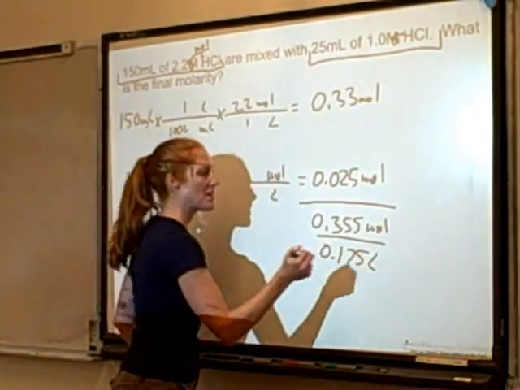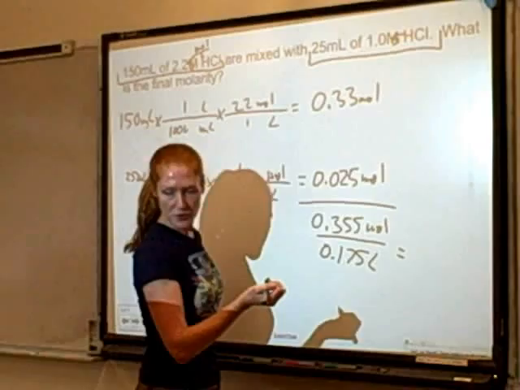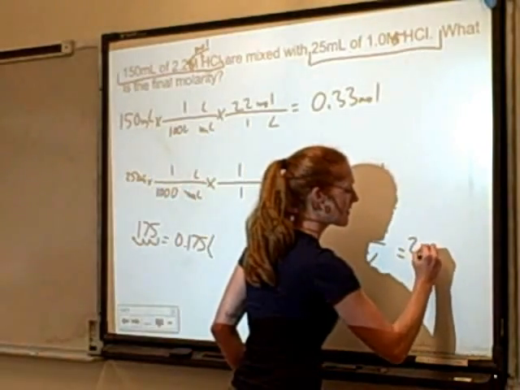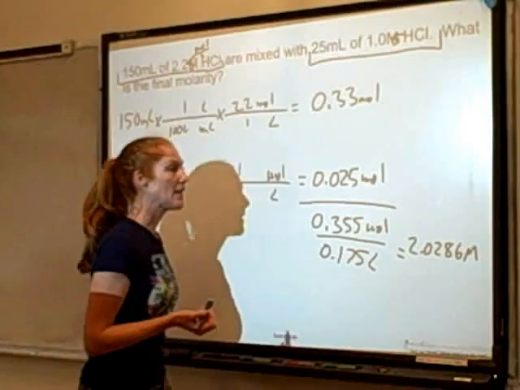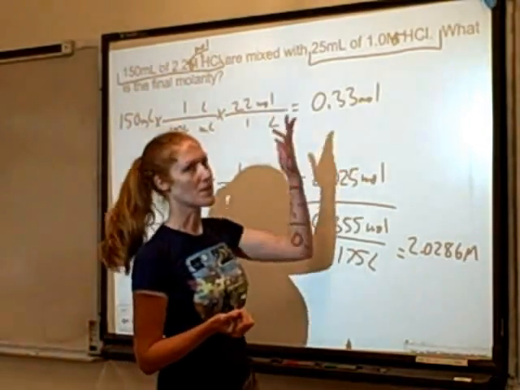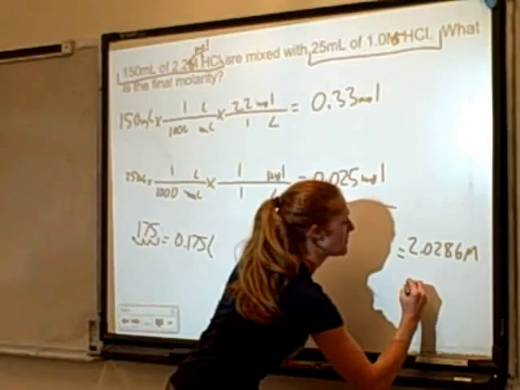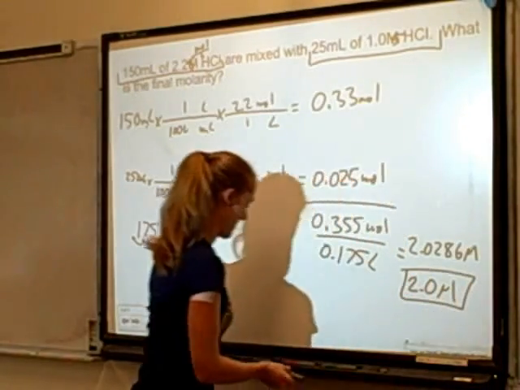So that many moles divided by that many liters gives me a molarity of 2.0286, right, moles per liter, or molarity. Looking at sig figs, I have a habit of writing 2 sig figs in things. I'll try not to do that, it's too easy. 2.0 molar is my final answer.